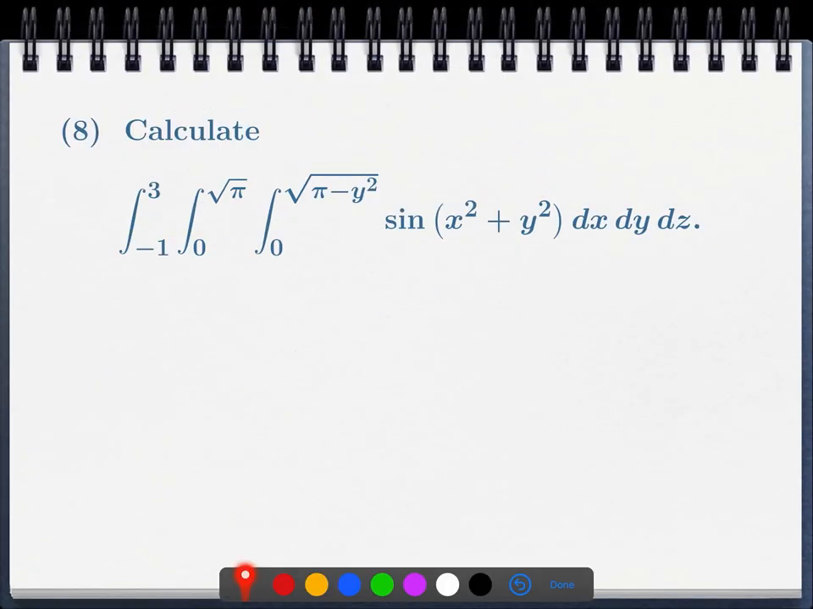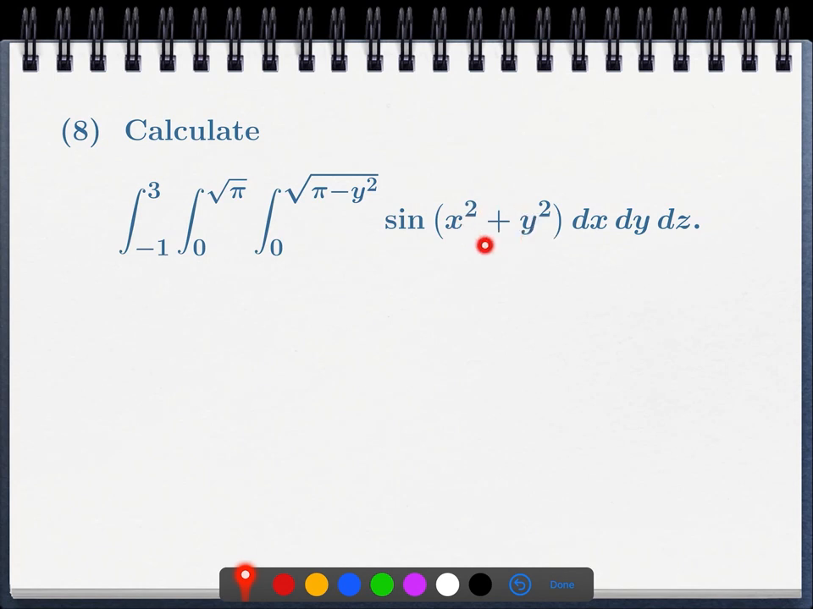The last problem is the following problem. We just want to calculate this triple integral. It's in x, y, and z in rectangular coordinates. And we can see we probably want to convert this because it's hard to integrate with respect to x or y. We could maybe integrate with respect to z if we interchange the order of integration.